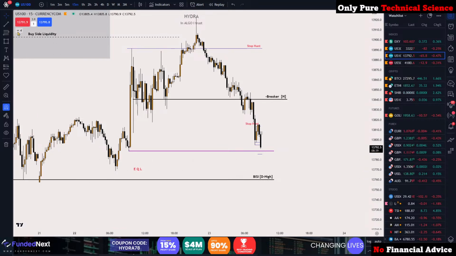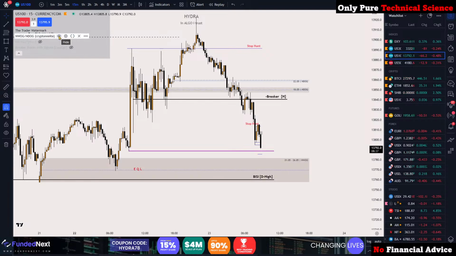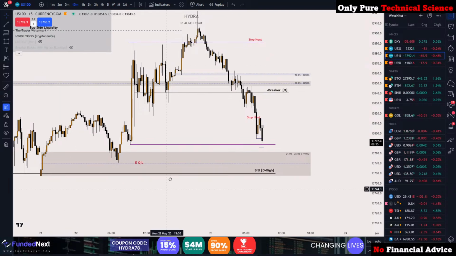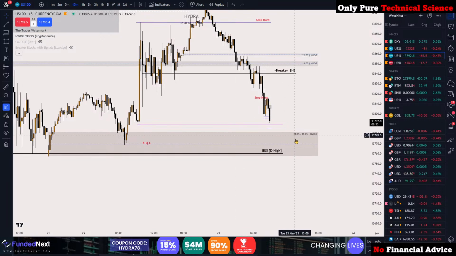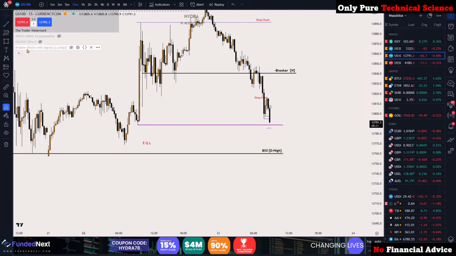We have a new week opening gap here. So I don't want to see price respecting this new week opening gap again. What I want to see is price going below this relative equal low, then this low, hitting our daily fair value gap. That's what I want to see.